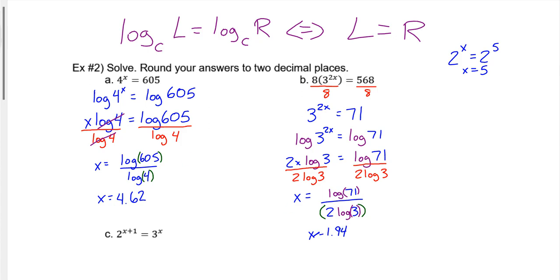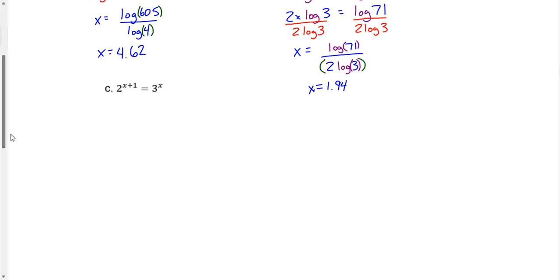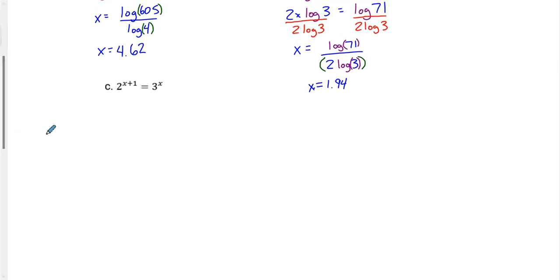Now, that equal sign I really do not like. It's 1.94 to 2 decimal places. So if we were to plug that in and take 8 multiplied by 3 to the power of 2 times 1.94, we're going to get pretty dang close to 568. Next one's going to get a little bit more complicated, so we just have to take it nice and slow.